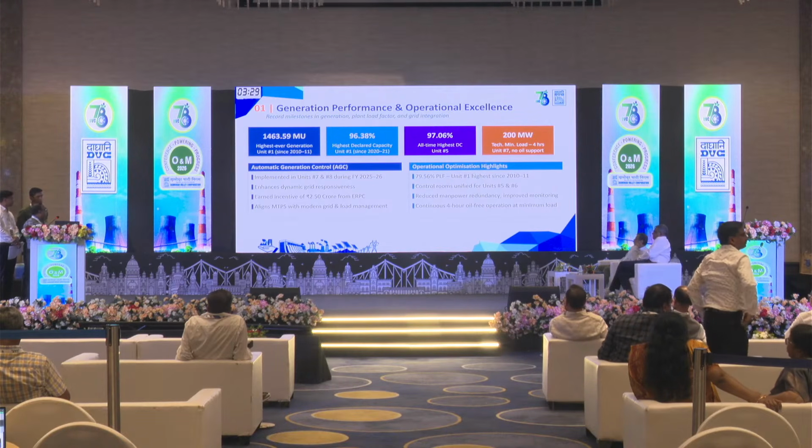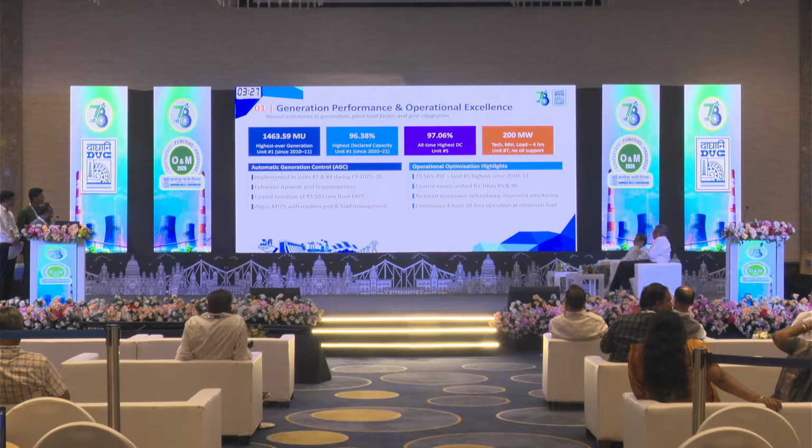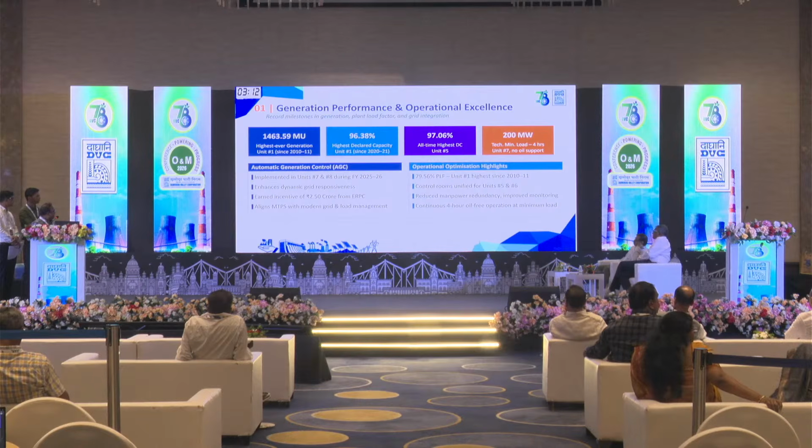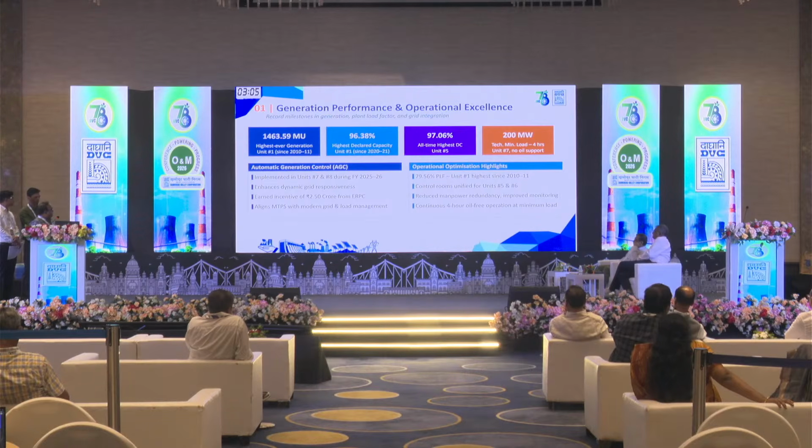Next, sir, the automatic generation control, which gave us a revenue of 2.5 crore last year. It is implemented in Unit 7 and 8, which provides dynamic grid response, balancing the grid with reliability of demand and generation. Next, sir, operational highlights.